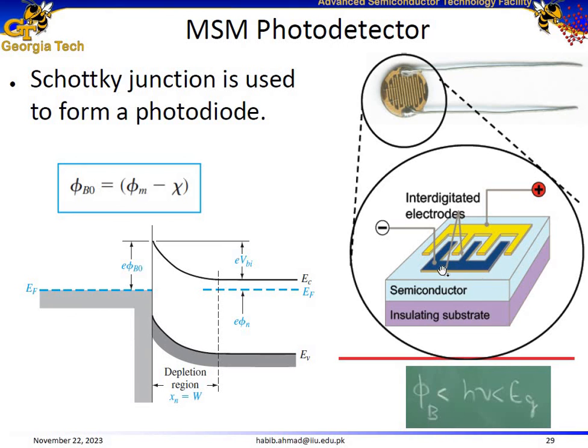Both of these electrodes would result in Schottky barriers at both ends of the energy band diagram. And the spectral range of this photodetector is determined by the band gap of the semiconductor, but also by the Schottky barrier. The spectral response range would be in the range of e times this Schottky barrier, and the upper cutoff wavelength would be determined by the band gap of the semiconductor. So the lower cutoff wavelength is determined by the Schottky barrier, and the upper cutoff wavelength for the MSM photodetector is determined by the band gap of the semiconductor.